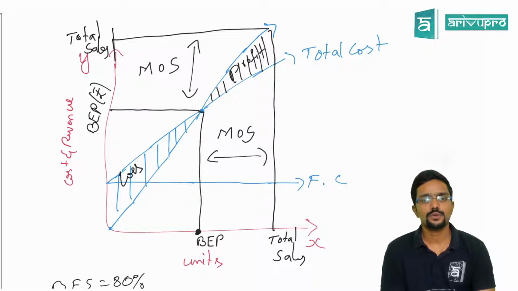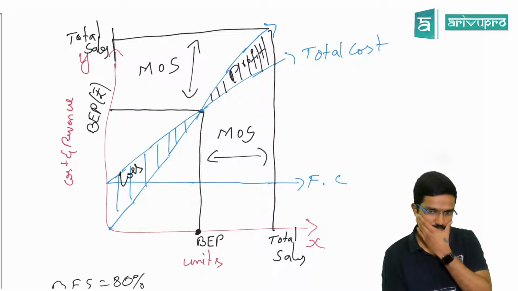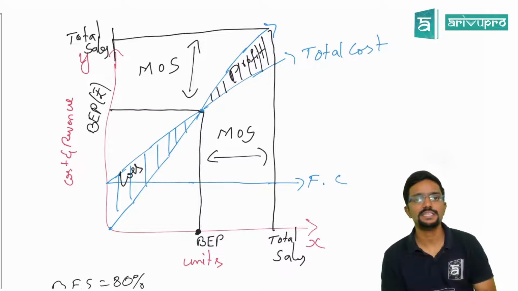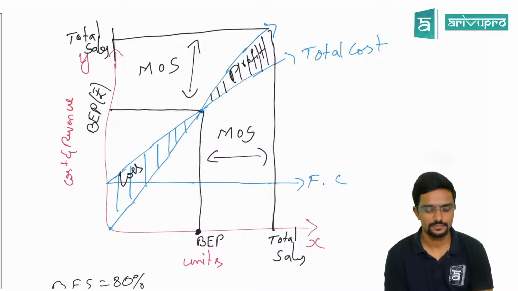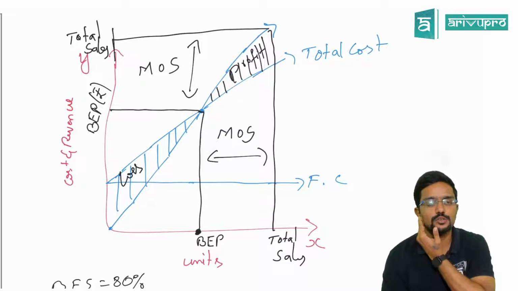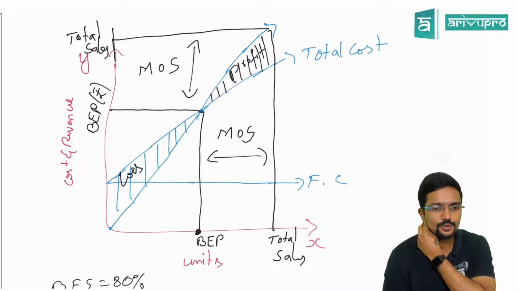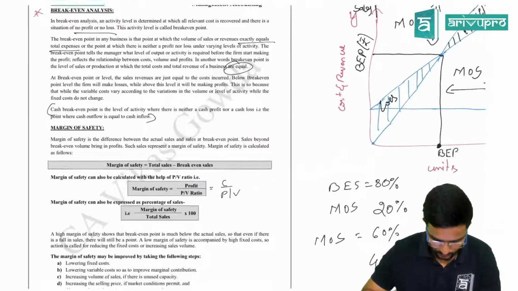If you have any doubt also, you can ask me. BEP means break-even point, MOS means margin of safety. FC stands for fixed cost. Also mark the loss area and profit area, guys. However, I have marked here. So before break-even point, it will be loss. After that, we will start making profit. Yeah, done. Chalo, we'll continue.